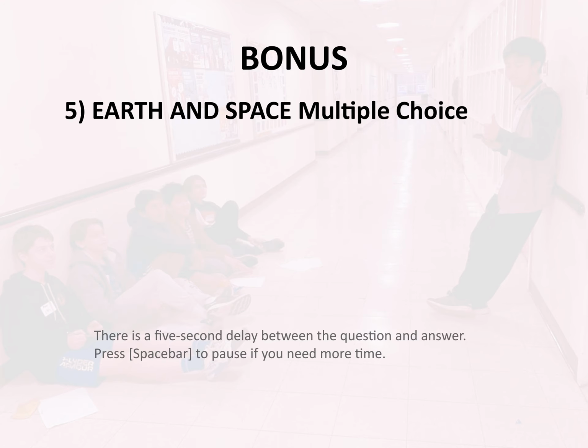Bonus 5. Earth and space multiple choice. Which of the following natural phenomena are associated with a patterned seasonal occurrence that ranges from May 15 to November 30? W. East Pacific Ocean hurricane season. X. Continental U.S. tornado season.